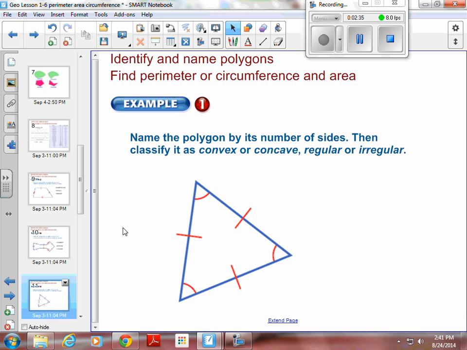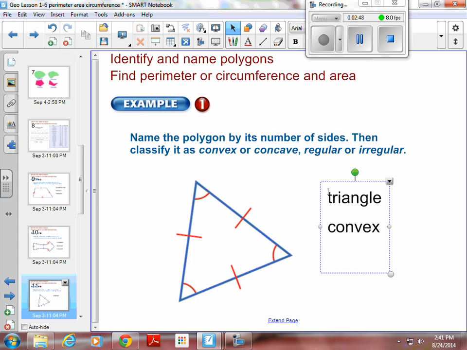Okay, how about this one? You should know this one. This one is a triangle. And is it concave or convex? Well, it's definitely convex. There are no caves involved. And then is it regular or irregular? Are all the sides the same length? They all have 1 tick mark on them, so they are all the same length, so this is regular. So it's a convex regular triangle.